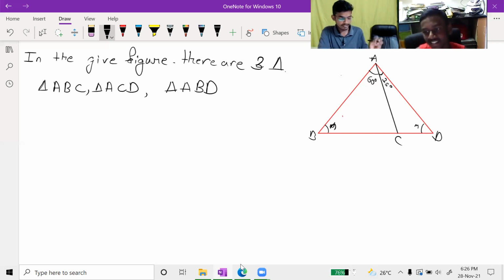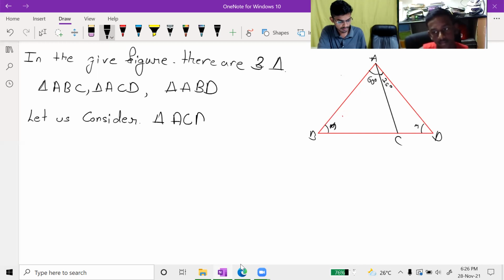Okay. Now let us consider triangle ACD. Yes or no? ACD. This one. You can see it better. So they have given us this, both sides are equal to each other. We know AC is equal to CD. Yes or no?